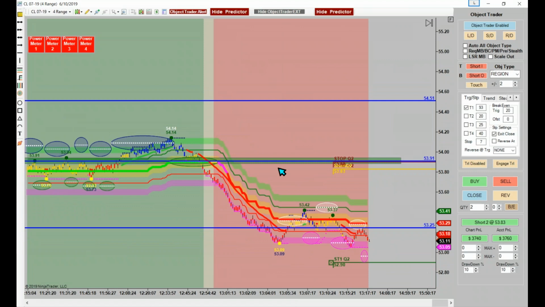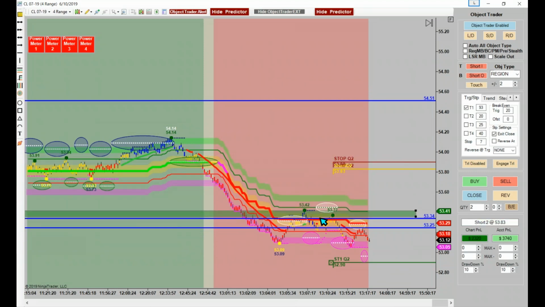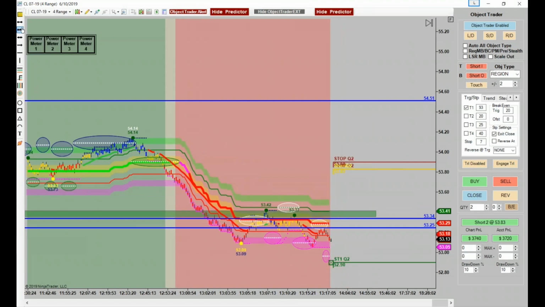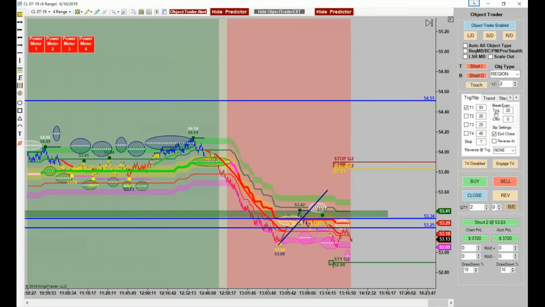Now, could you have shorted this here like we teach? You know, box this in like this. Box this in here? Yes, absolutely. That's a mid-band trade. And that's also a good trade on a trend line break too. Like that. Okay? So we built the tools.